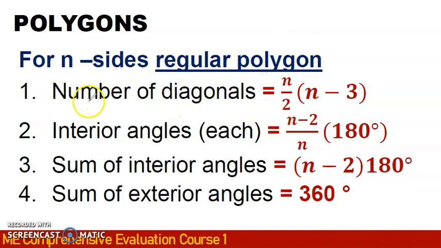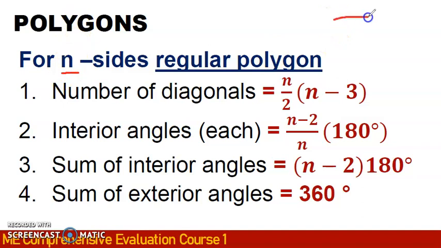In finding the number of diagonals, we have n over 2 times n minus 3. For interior angles, n minus 2 over n times 180 degrees. Sum of interior angles, n minus 2 times 180 degrees. Sum of exterior angles should be 360 degrees. This n here is the number of sides.